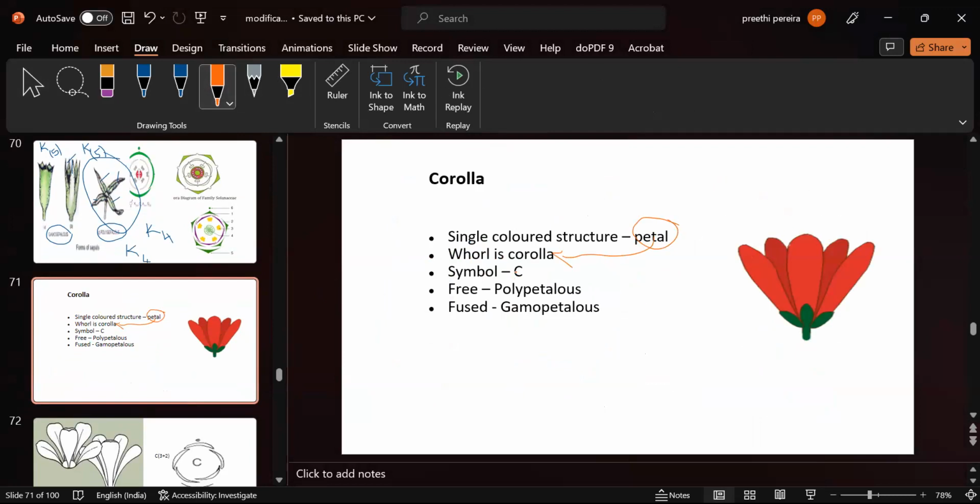The symbol for this is C. If the petals are free, we will call it polypetalous. If the petals are fused with each other, margins are fused with each other, we will call it gamopetalous. Now in this flower, this is polypetalous. They are free. How many petals are there? 1, 2, 3, 4, 5. So I will write C5, because they are not fused with each other. Understood?